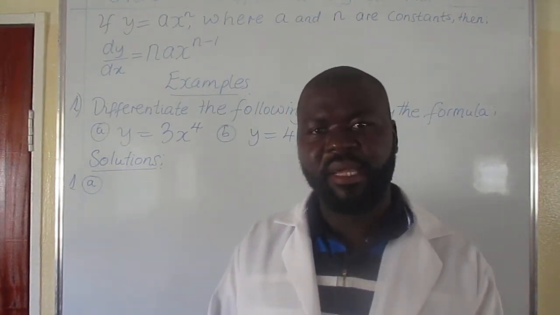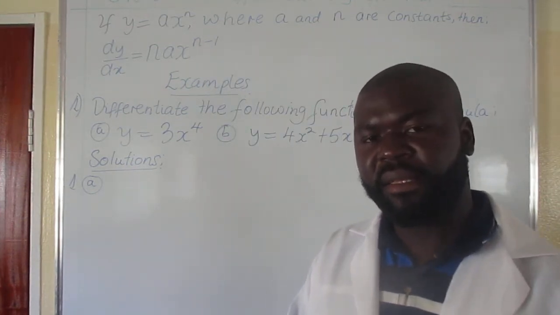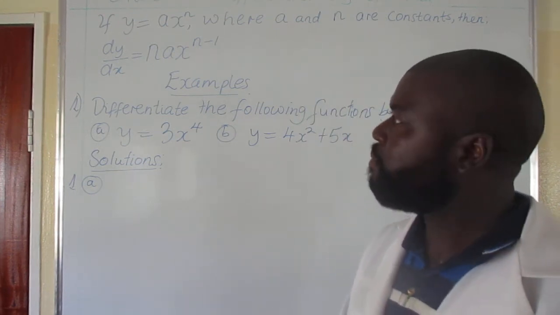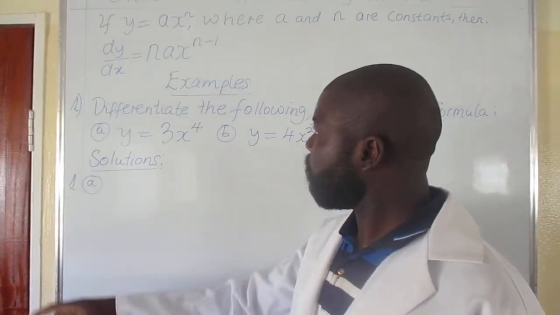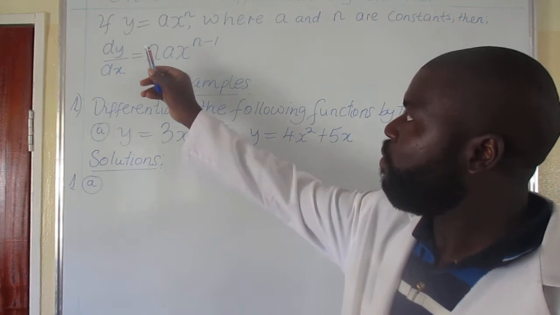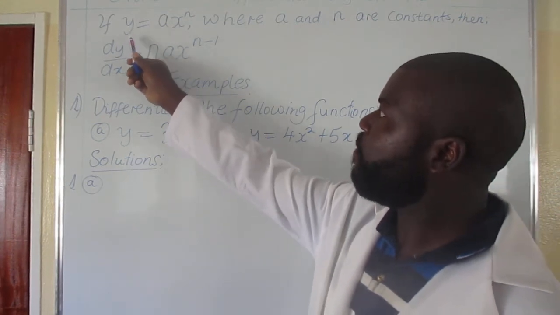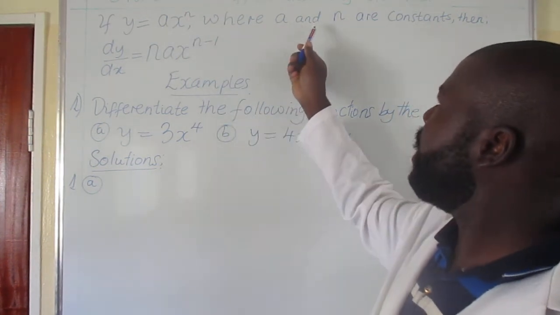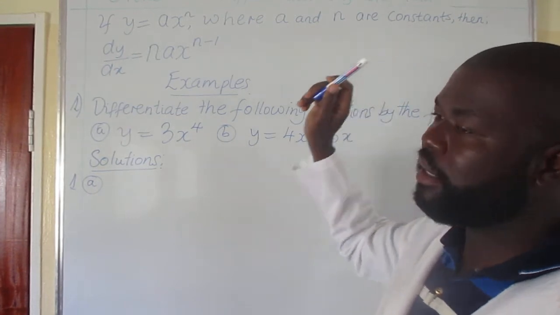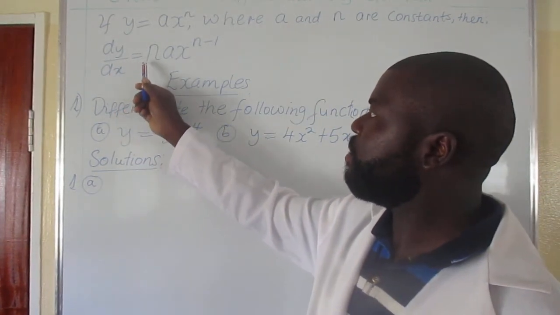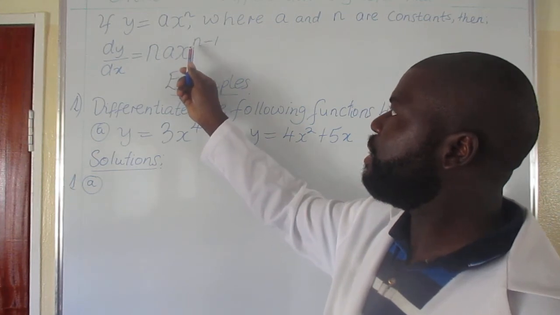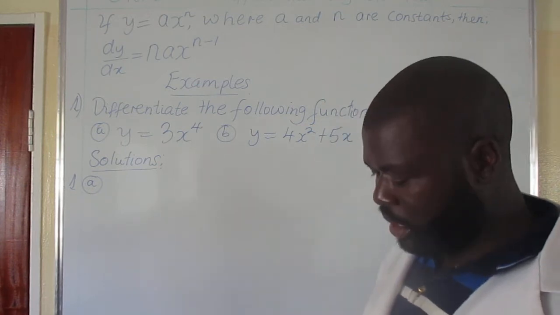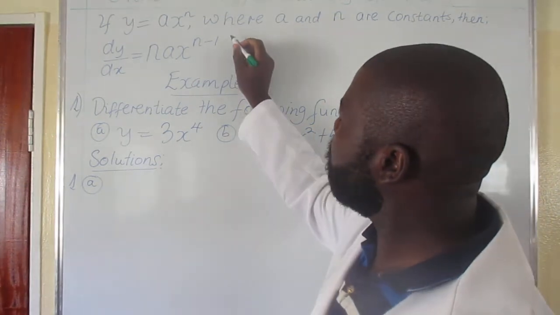Welcome. We are looking at calculus and we are differentiating functions using the formula. If y is equal to ax power n, where a and n are constants, then dy dx is equal to nax power n minus 1. So this is what we are calling the formula.